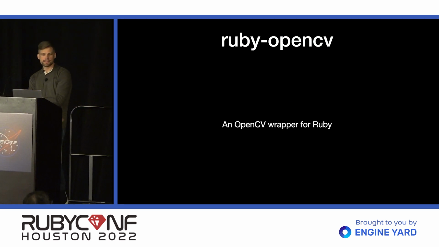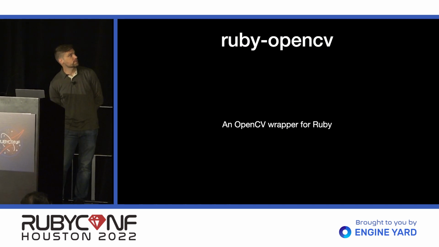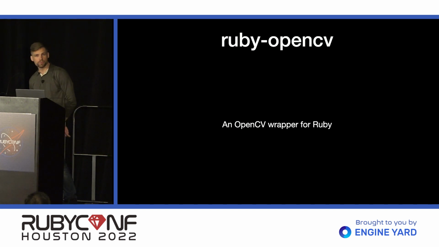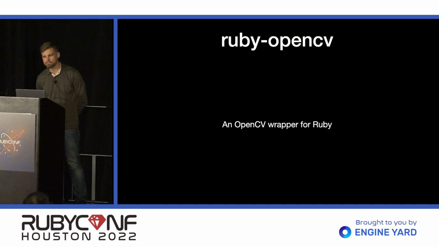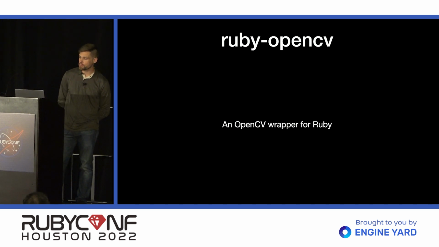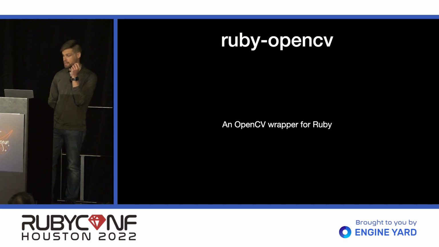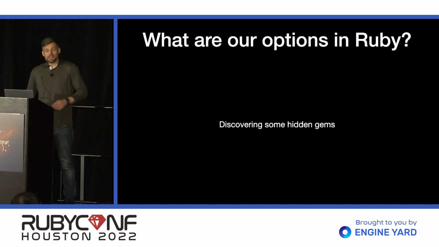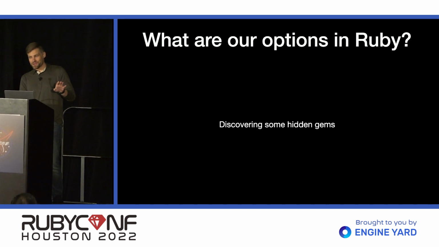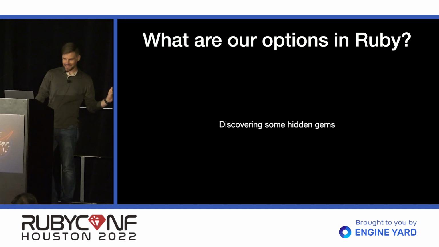But it did get me curious. Ruby OpenCV, like I said, is just a wrapper in Ruby for a C++ library. And I wanted to know a little bit more about what the options were for Ruby gems. And it's actually interesting. I definitely discovered some hidden gems. This is the hidden gems track. I meant to mention that in the first slide.